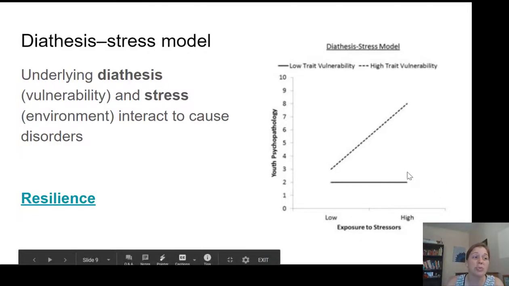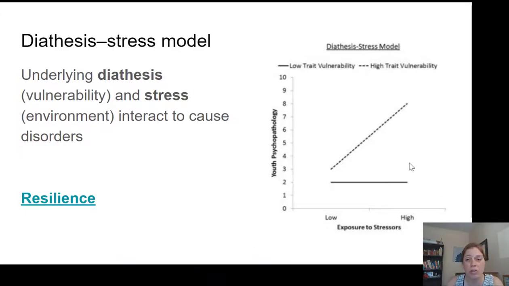However, if my exposure is pretty high to stressors, so there's a lot going on in my life, maybe I've had abuse in my life, for example, this person who has a high trait vulnerability, so a lot of genetic loading, maybe has a whole lot of vulnerability there, that is going to increase the chances of getting a disorder. The diathesis stress really demonstrates that you need both the underlying vulnerability and some sort of stressors to develop psychopathology.